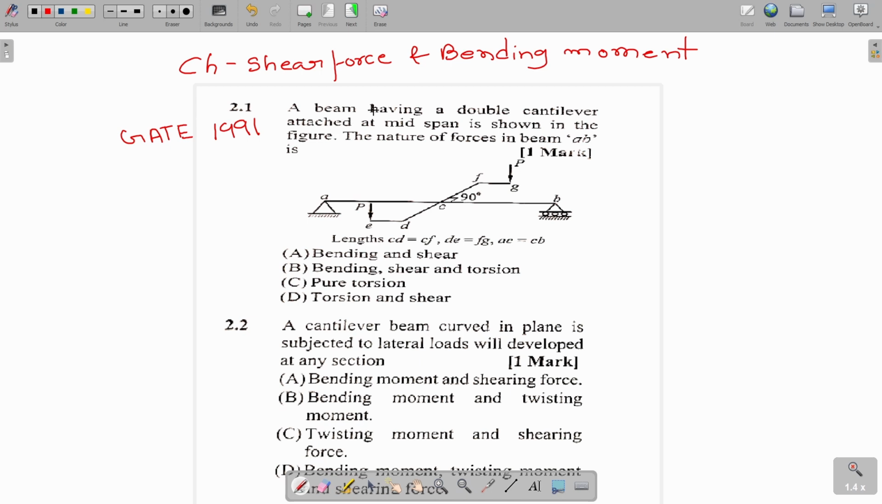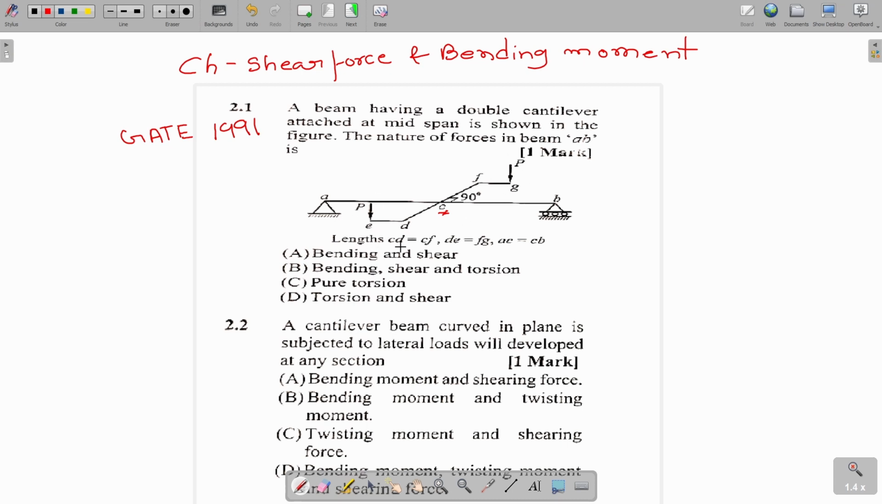A beam having a double cantilever attached at the midspan as shown in the figure. The nature of the force in the beam AB. Now, this is the simply supported beam. At the middle point, point C is the middle point. The beam is loaded like this, as given in the figure. The angle is 90 degrees. So this is the load P. Load P is acting like this.